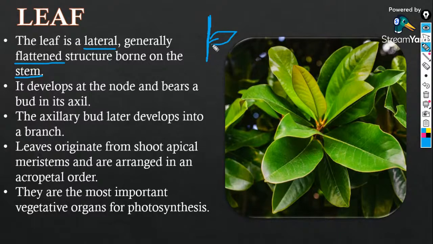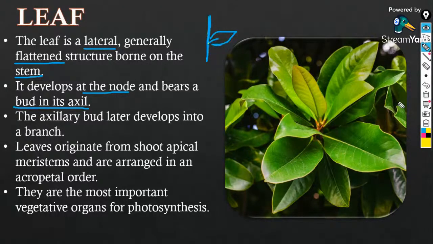So the leaves are flattened, laterally originating structures which are borne on the stem. It develops at the node and bears a bud in its axil. Yes, it develops from a node.